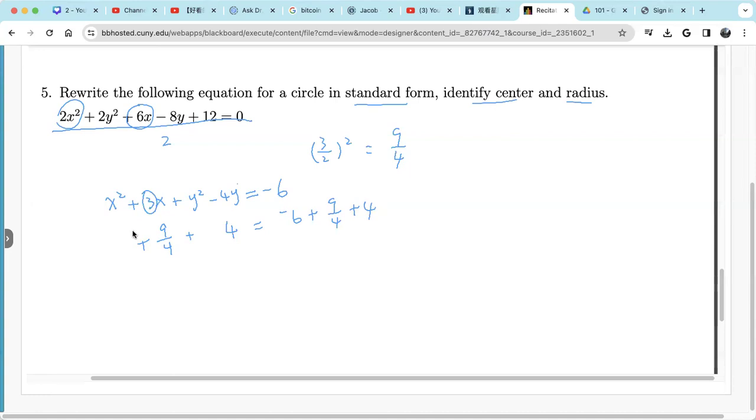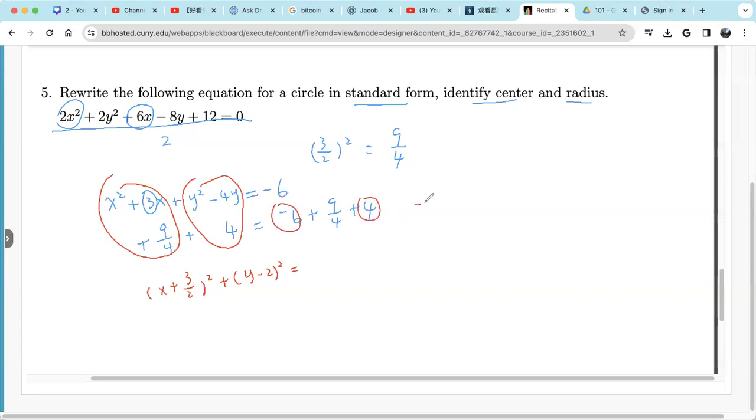By doing so, we get this becomes a perfect square, x plus 3 over 2 squared, plus this is a perfect square, y minus 2 squared. Then adding this, negative 6 plus 4, that's negative 2. Negative 2 plus 9 over 4. Well, then we can change negative 2 to be negative 8 divided by 4, because we need common denominators, right? Negative 8 divided by 4, indeed, negative 2. So we get negative 8 plus 9, 1. So we get a quarter on this side.